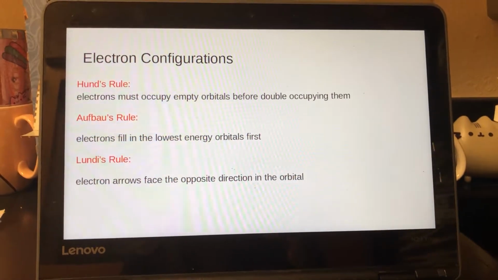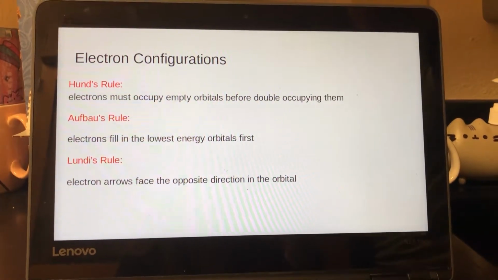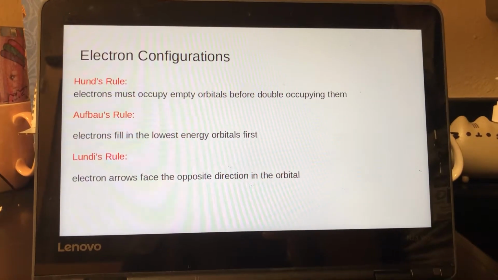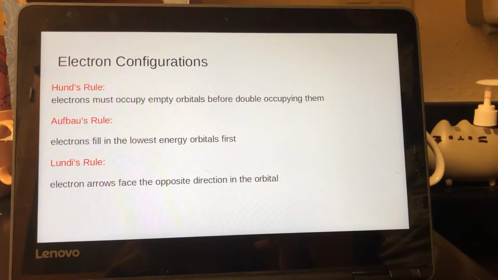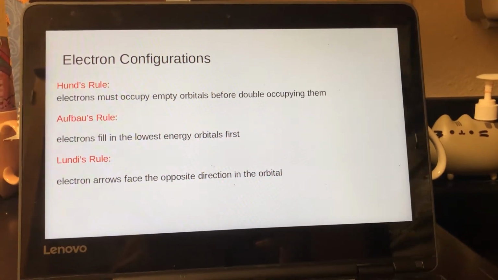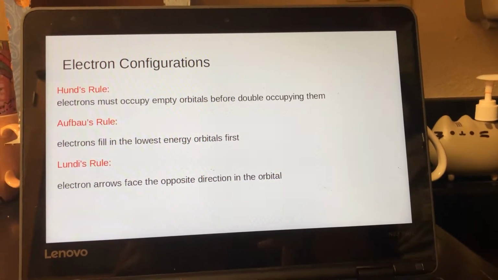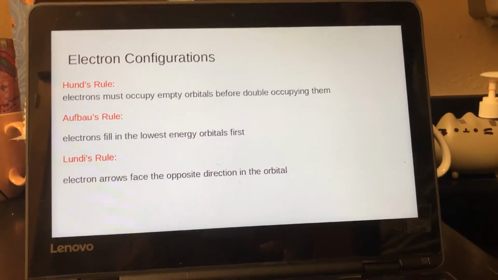In Aufbau's rule, electrons fill in the lowest energy orbitals first, much like how you would want to use as little energy as possible to pay as little rent. In Pauli's rule, electrons' arrows face the opposite direction in the orbital.